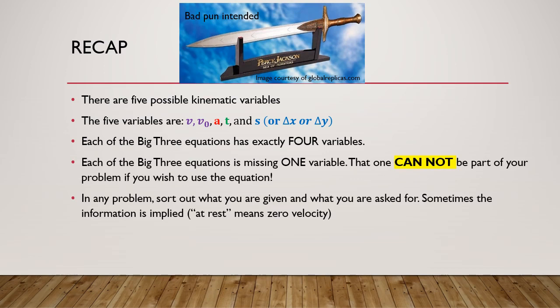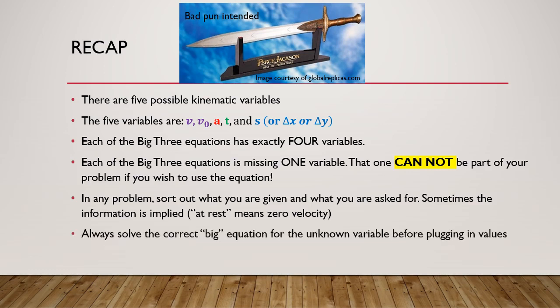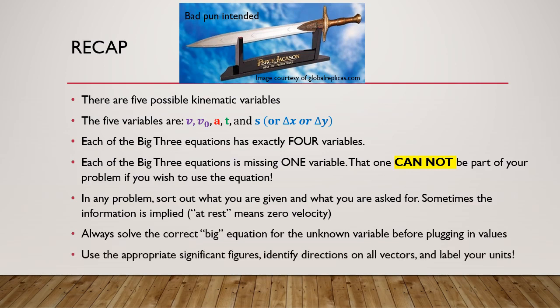In any problem, sort out what you are given and what you are asked for. Sometimes the information is implied, such as "at rest" means 0 velocity. Always solve the correct big equation for the unknown variable before plugging in the values. Use the appropriate significant figures, identify directions on all vectors such as positive or negative, and label your units, and you will be done. Thank you for watching, and I'll see you next time.